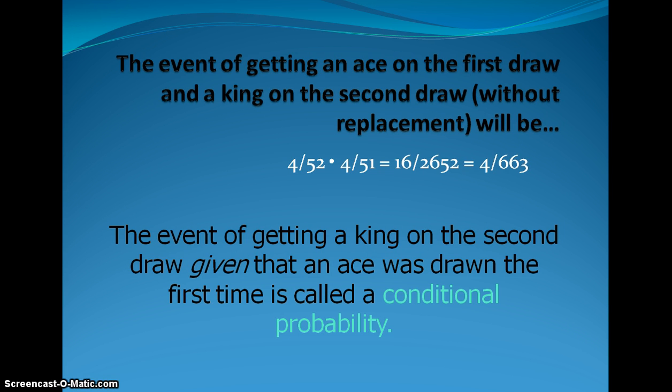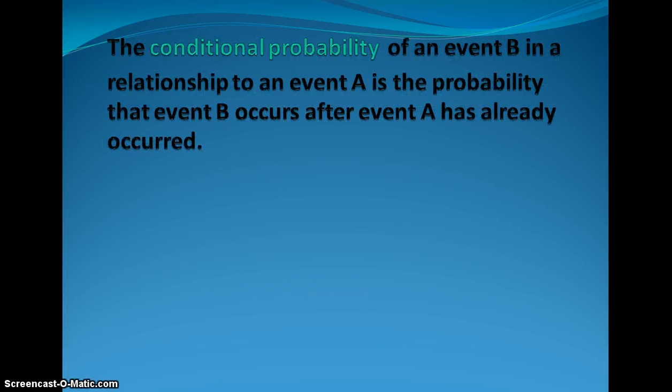This is what we call conditional probability. The probability of getting a king given that an ace was already pulled. So that brings us to what conditional probability actually is. The conditional probability of event B in relationship to event A is the probability that B occurs after A has already occurred. It doesn't talk about if A doesn't occur, only when A has occurred.